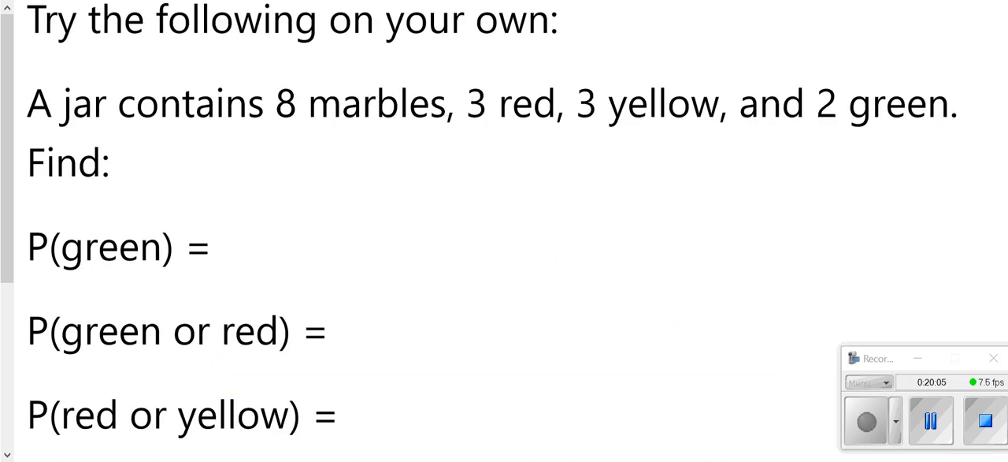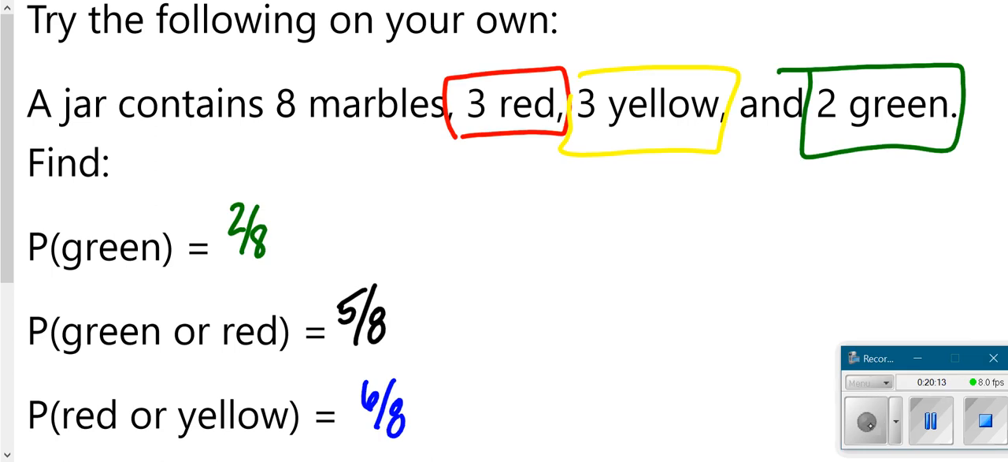Okay, this one has some marble questions on it. Again, I'd like you to pause and then come back. Okay, so hopefully you got these right. Probability of green, 2 out of the 8 marbles are green.